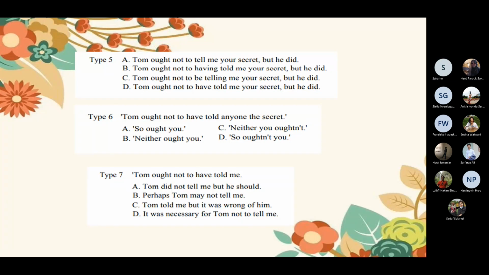So here in type 7, the student is supposed to interpret the meaning of "Tom ought not to have told me", meaning perfect forms. Tom did not tell me, but he should. Perhaps Tom may not tell me. Tom told me, but it was wrong of him. It was necessary for Tom not to tell me. So which do I suppose is the best choice? Type 7: Tom ought not to have told me. Tom should not have told me, right, "to have told me".